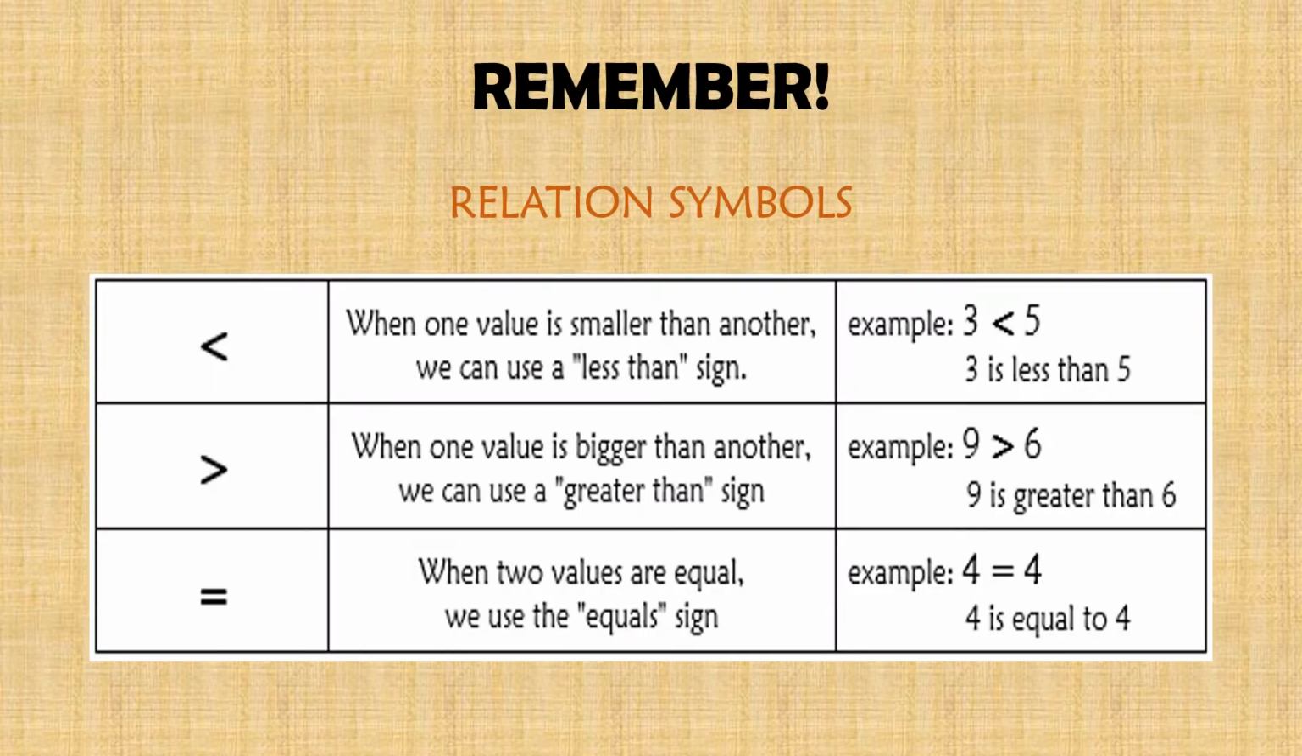Now let us learn the use of the 3 relation symbols less than, greater than, and equal. When one value is smaller than another, we can use a less than sign. For example, 3 is less than 5. When one value is bigger than another, we can use a greater than sign. For example, 9 is greater than 6. And for equal sign, when 2 values are equal, we use the equal sign. For example, 4 is equal to 4.